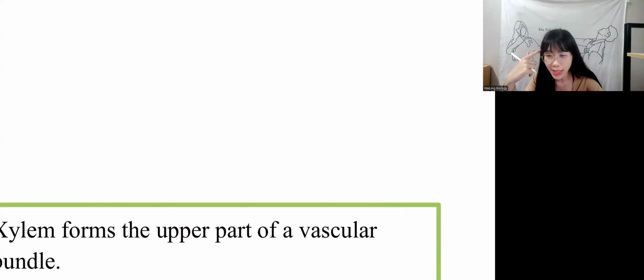In the root, what is the pattern of the xylem? Correct, it's called a star-shaped xylem. Phloem fills in the area between the xylem arms.